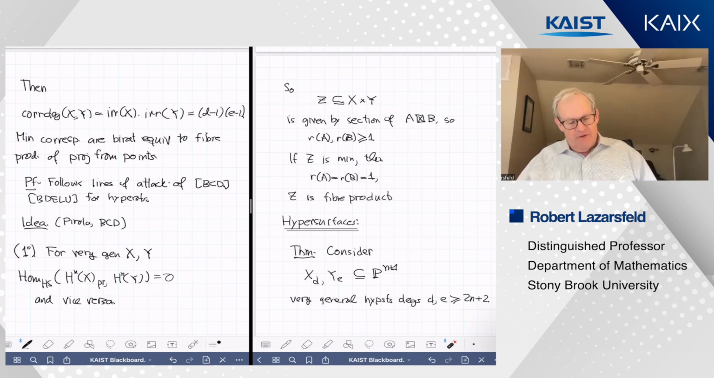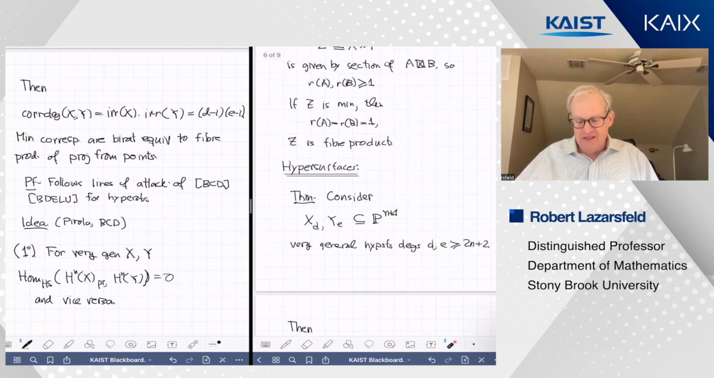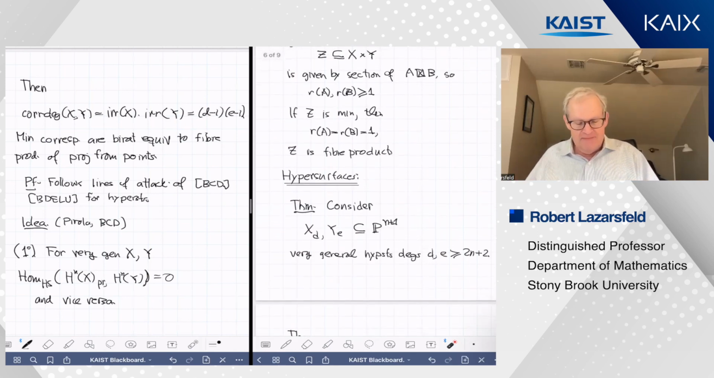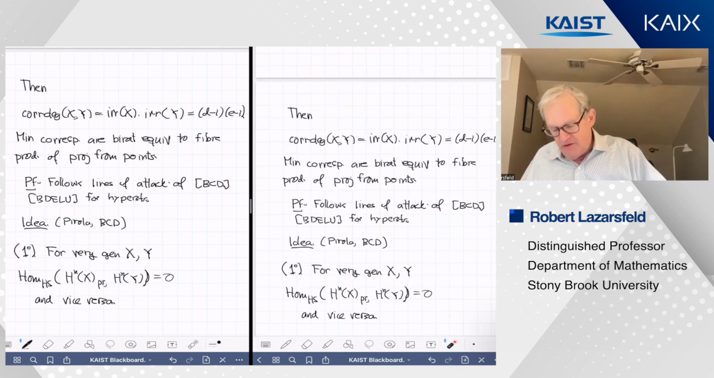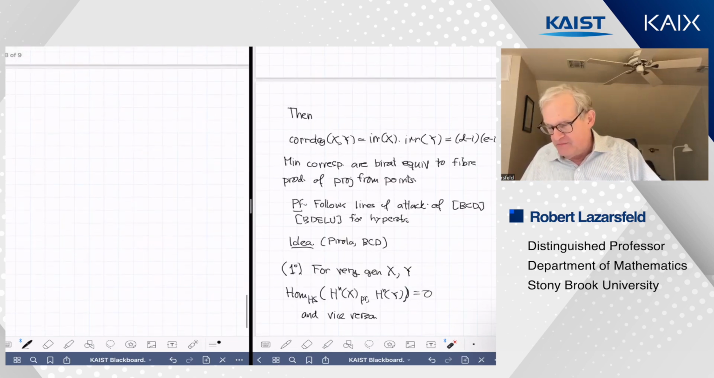Okay, so for very general hypersurfaces, and again, this is something that goes back to Pirola. For example, Youngnam Lee has used similar ideas, and he has some very interesting work about what a general hypersurface can map to. The starting point of all of these things is that if you take two very general hypersurfaces, there are no interesting maps of Hodge structure.